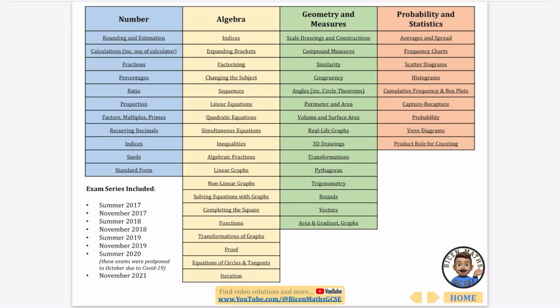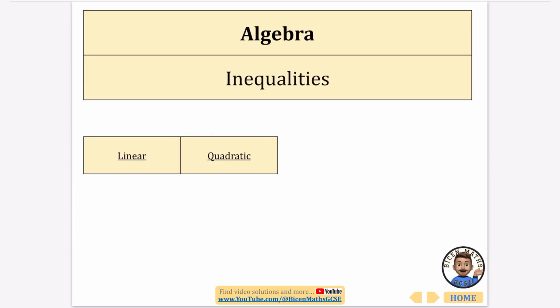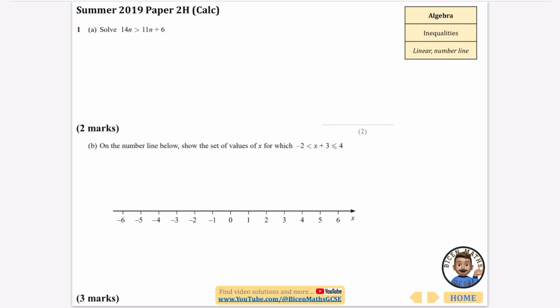Okay, so I'm continuing my series of every exam question that has ever been asked, and we're going to have a look at inequalities now. Now, if you want to use this document, it is linked in the description and it is fully hyperlinked. Now, I'm going to do both linear and quadratic. There's a lot more quadratic than there is linear, but let's just see how it all goes.